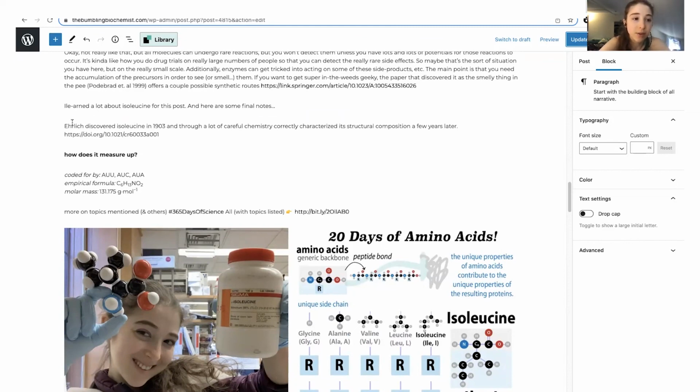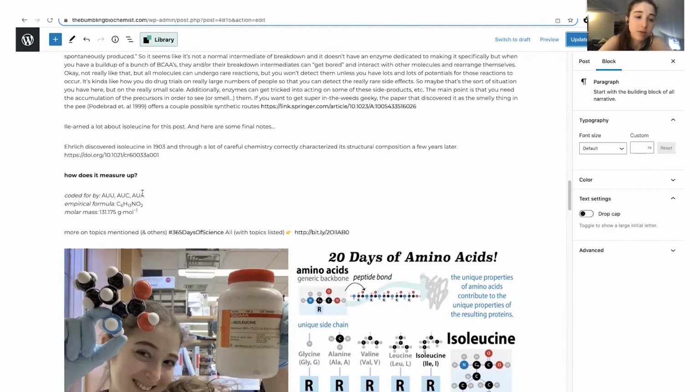As for the discovery of this one, there's nothing really super exciting to say. It was discovered by Ehrlich in 1903, and through a lot of careful chemistry, he correctly characterized its structural composition a few years later. And it's coded for by AUU, AUC, and AUA. And it has the same molar mass as leucine, but they're linked up differently because they are structural isomers. So the same number of carbons and hydrogens and all of that, but they're linked up differently. And when we're talking about linked up differently, we mean at different places, like you have different branch points. We're not just talking about them sticking out different ways in 3D space.